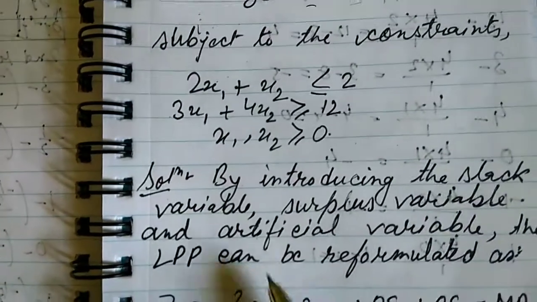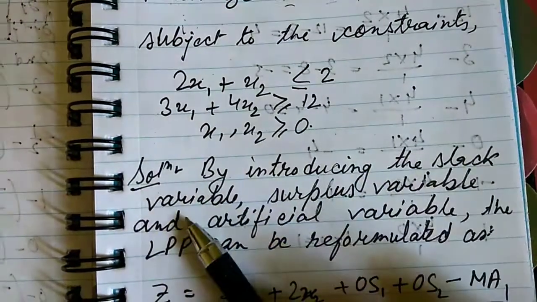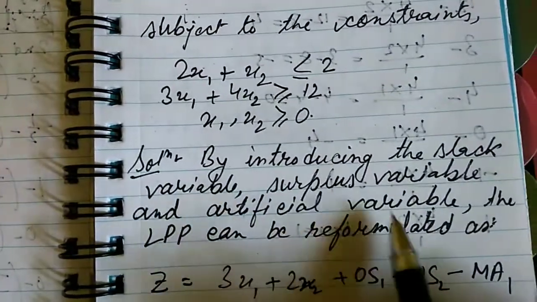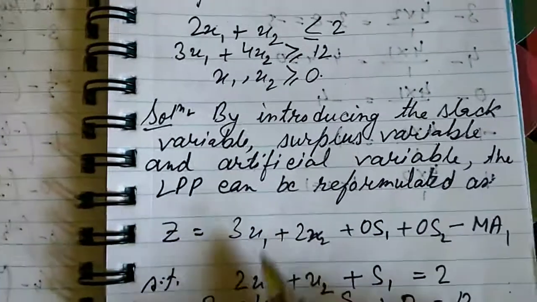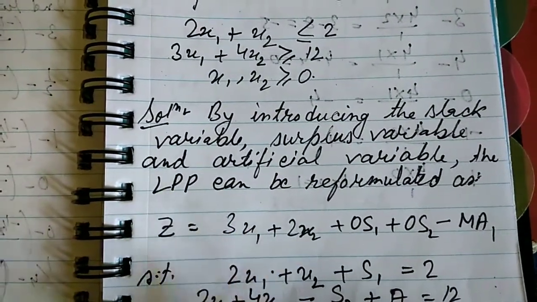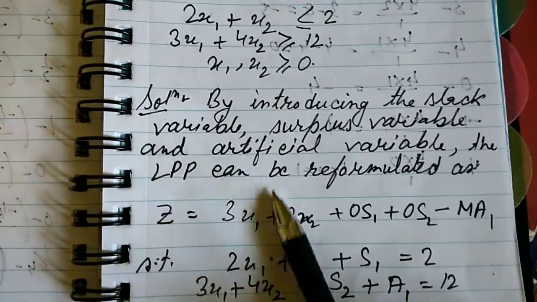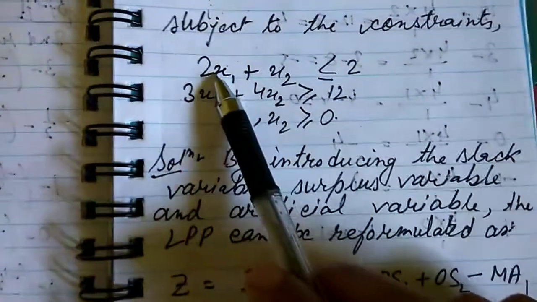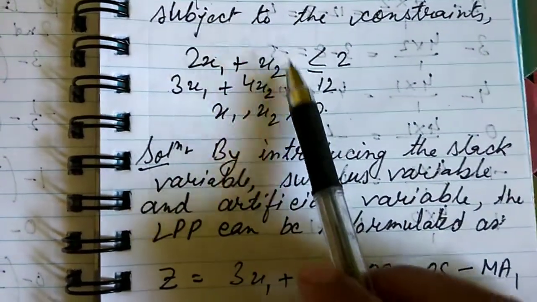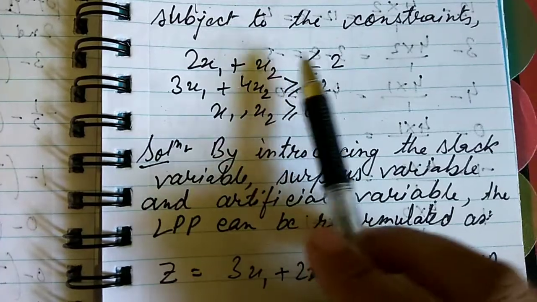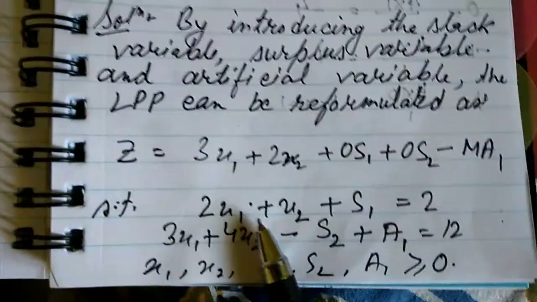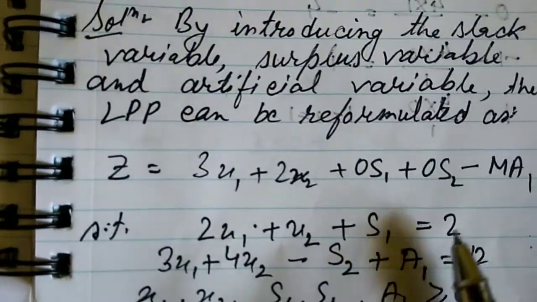So what we write? We write, by introducing the slack variable, surplus variable and artificial variable, the LPP can be reformulated as follows. Here we do not write the objective function first. I told you in the first technique also, first we write the constraints, then we formulate the objective. In the first constraint it is simply less than or equal to, so we can bring s1 as the slack variable, put a plus sign, remove the lesser than sign and write equals to 2. So we write 2x1 plus x2 plus s1 equals 2.